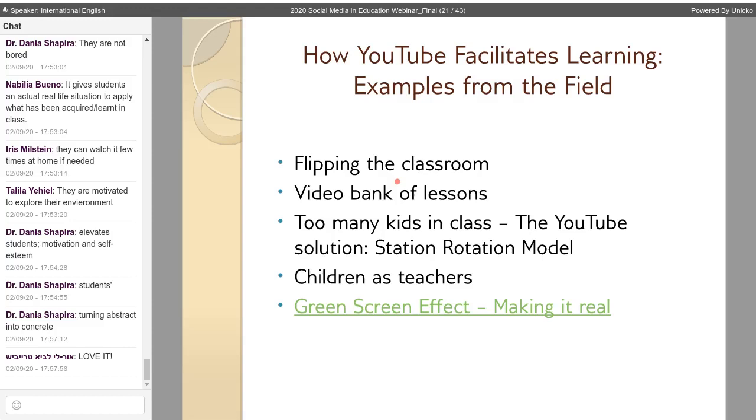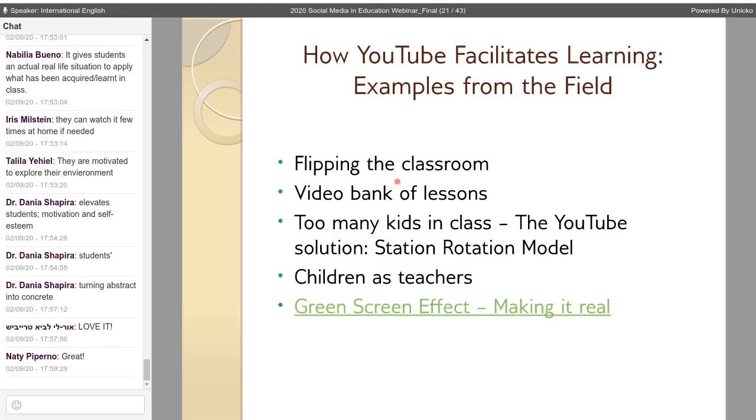So again, by integrating new technology into the classroom, by using social media, by using YouTube, we can make learning more interesting, more effective. We can increase student motivation. Students use social media every day, all day. So in order to make learning more meaningful, more authentic, more engaging, we could use social media and have students create YouTube videos using this green screen effect.